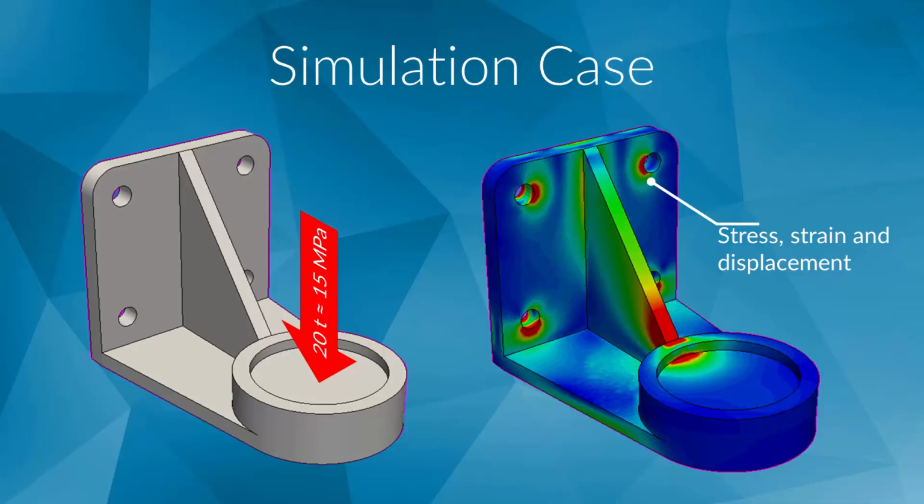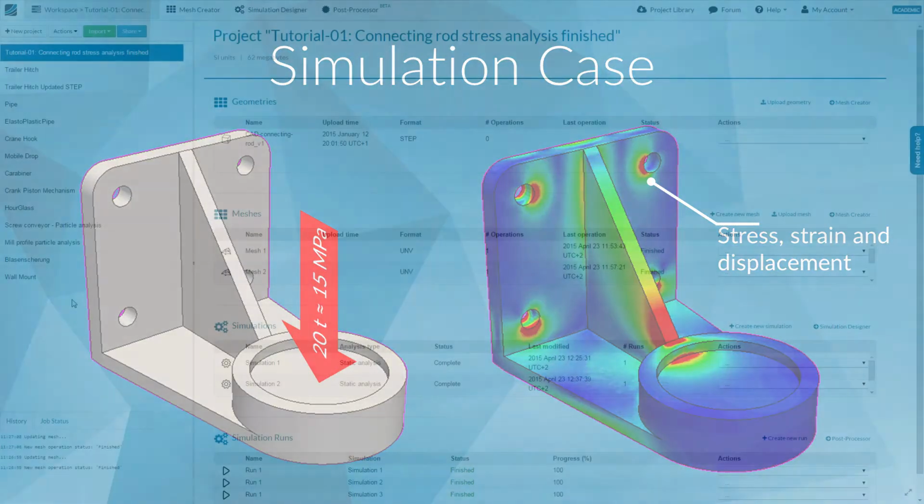The weight of the machine is acting with a force of 20 tons on a round indentation on the surface, which is equivalent to a pressure of 15 megapascals. Running a structural simulation of this mount will allow us to determine the displacement and stress distribution within the part. Based on these results, we could later on optimize the design of the part regarding material use. Let's now switch back to the platform and set up our first simulation.